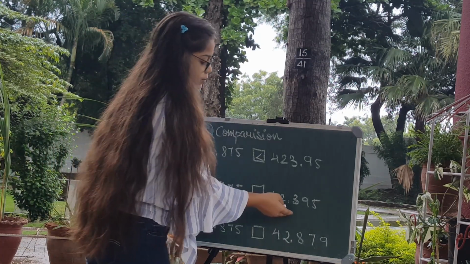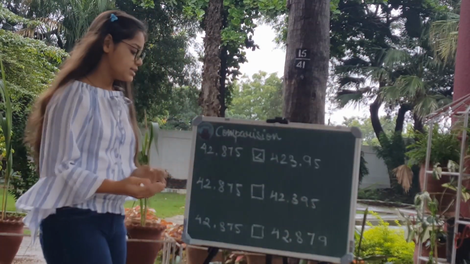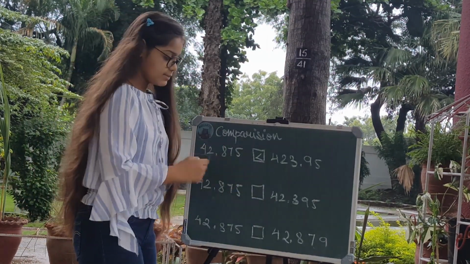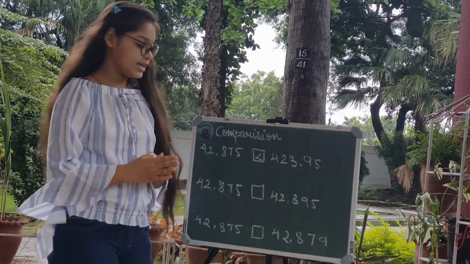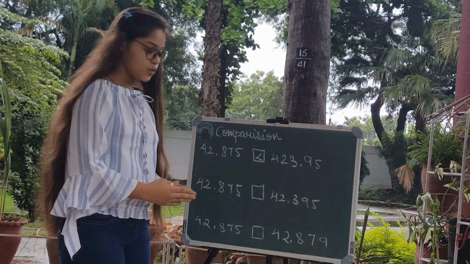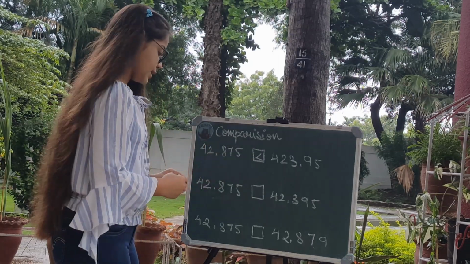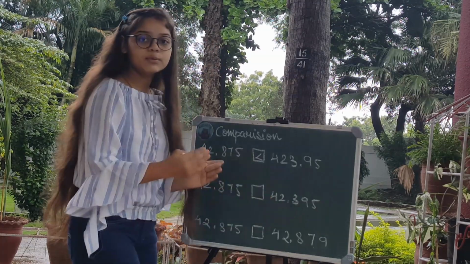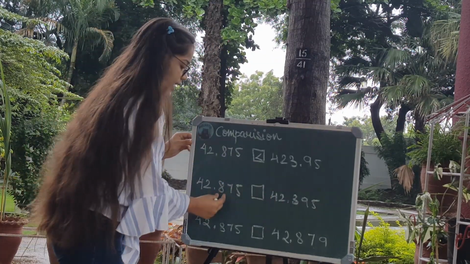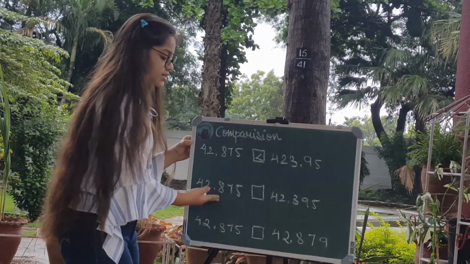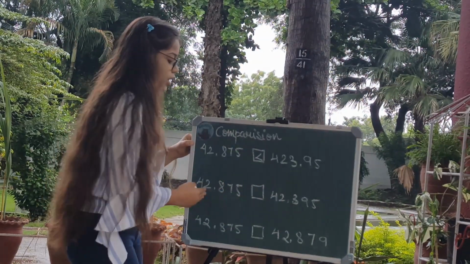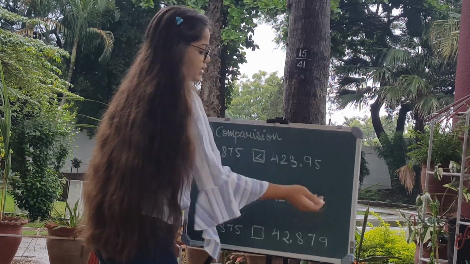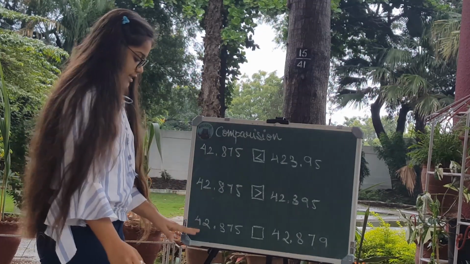42.875 and 42.395. Here we can see that the whole numbers are same. Next, we move on to the decimal places. While seeing the decimal places, you have to start with the leftmost digit and then move on to the right side. So here we have 8 and here we have 3. We are starting with the leftmost digit, remember this. So 8 and 3, and now you can tell 8 is greater than 3 and therefore 42.875 is greater than 42.395.